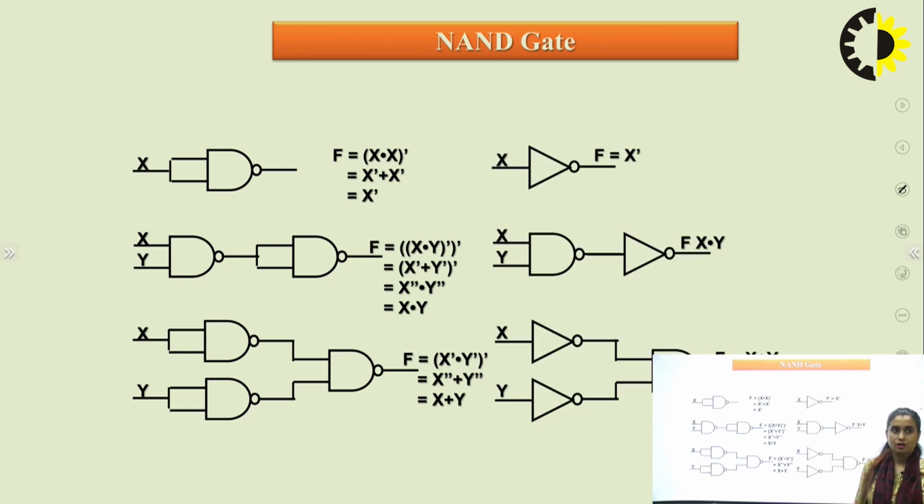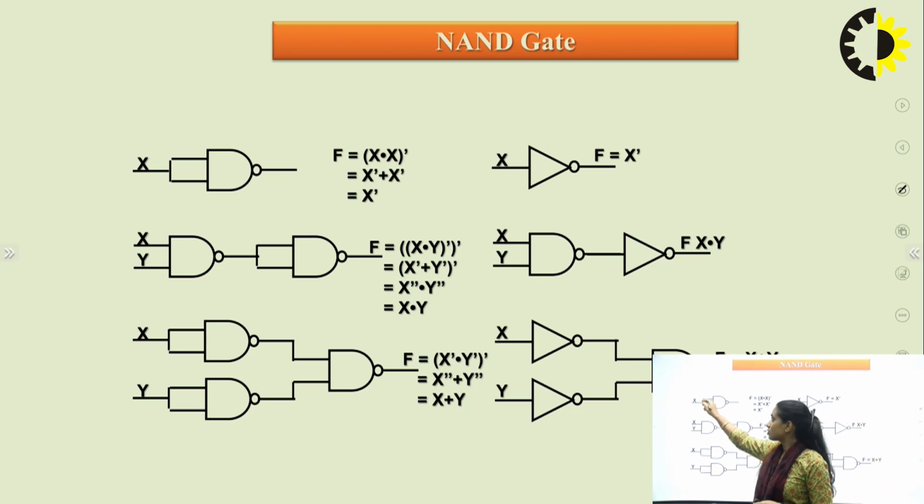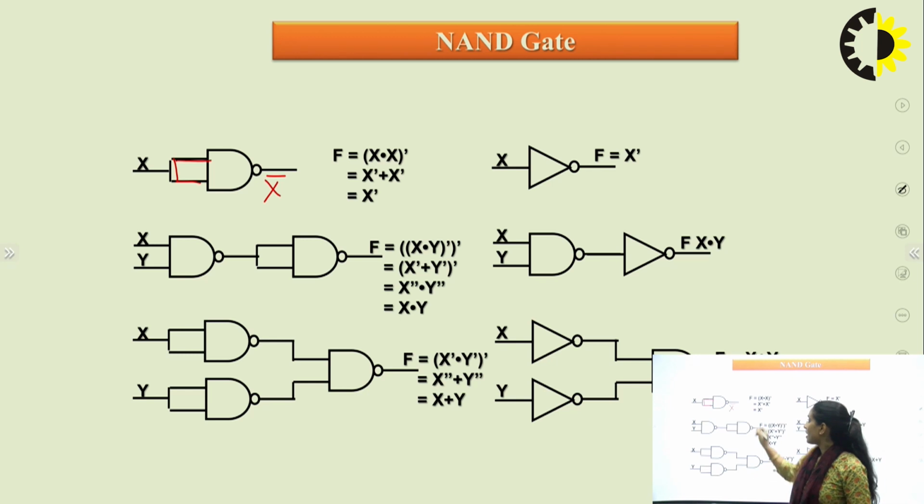This is how other gates can be constructed. If I want to make a NOT gate from a NAND gate, how do I make it? I have to combine the inputs, because I know that NAND will have 2 inputs, whereas a NOT gate has just 1 input. So to make the input common, I do this. When X is the input, I should be getting X bar as output. So let's check.